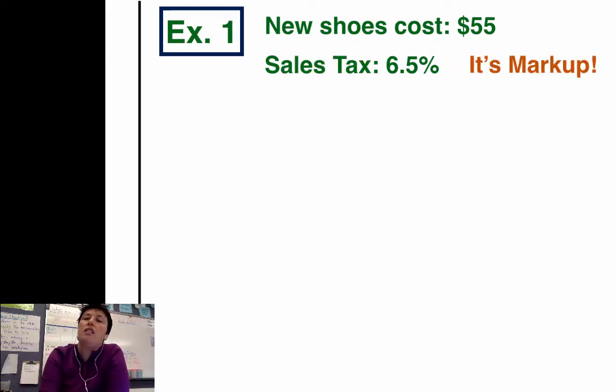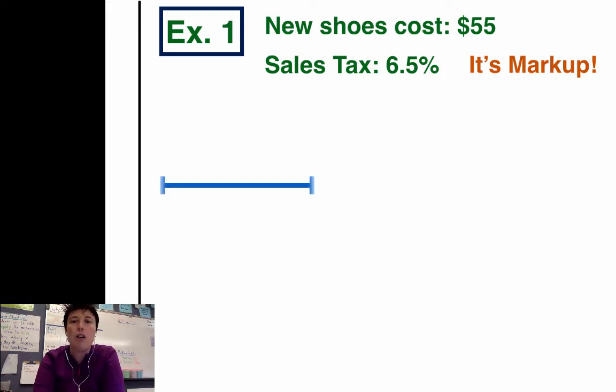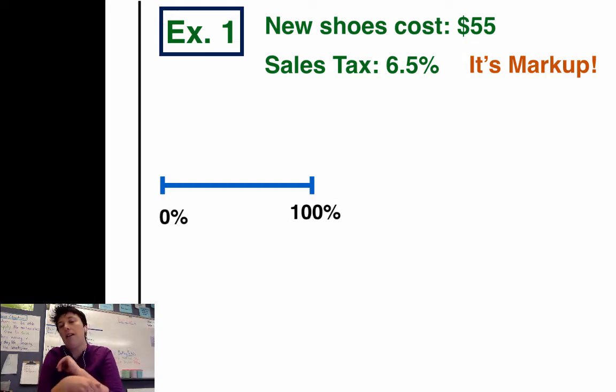So the question is what kind of problem is this? And it's really just a markup problem. The cost is $55, and we're going to mark it up 6.5% to pay the sales tax. So we already know how to do markup. We know how to set up a number line for that. We're going to go 0 to 100% on our number line. 0% means we spend $0. 100% is the cost of the shoes, $55.